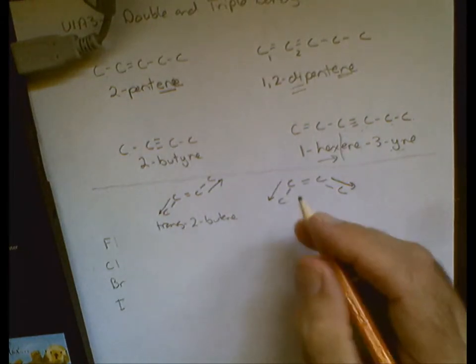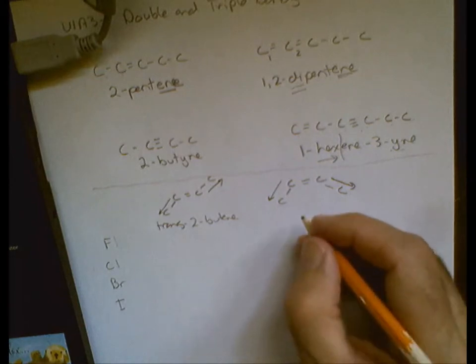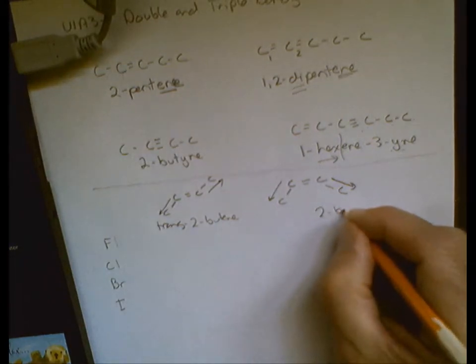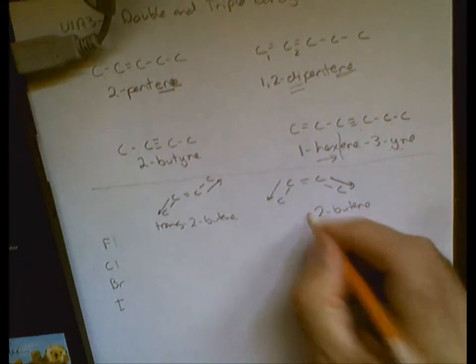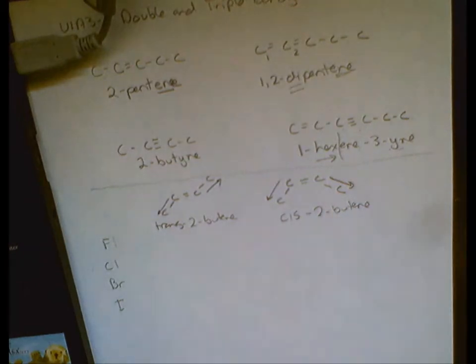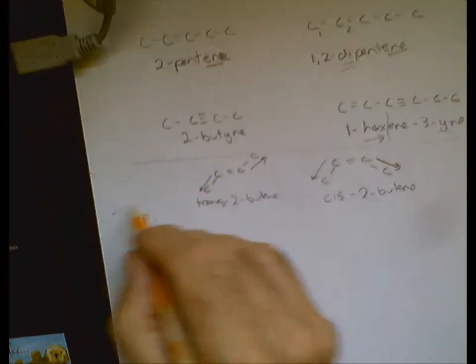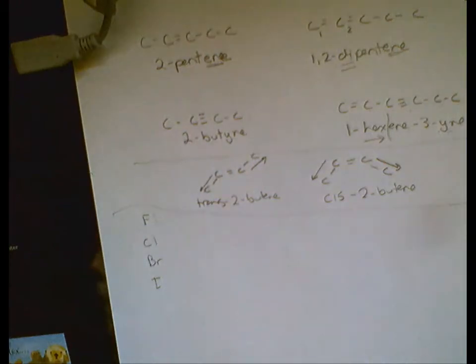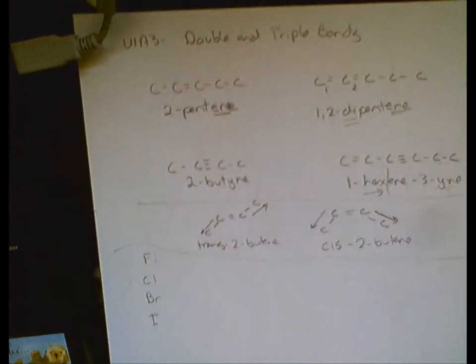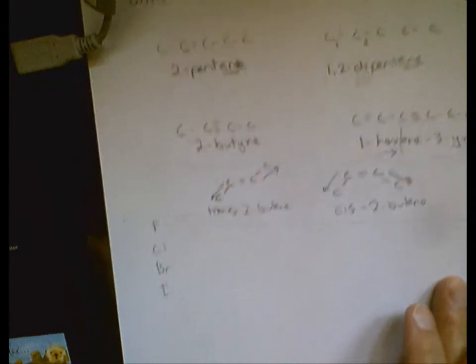So if you look up a video on cis and trans isomers, I think that'll help out. Note that these are both 2-butene, but this is cis-2-butene. Now, in my mind, they should have stopped this section right here and just covered double and triple bonds. But now what they're doing is they're starting to attach other things onto the carbon chain.